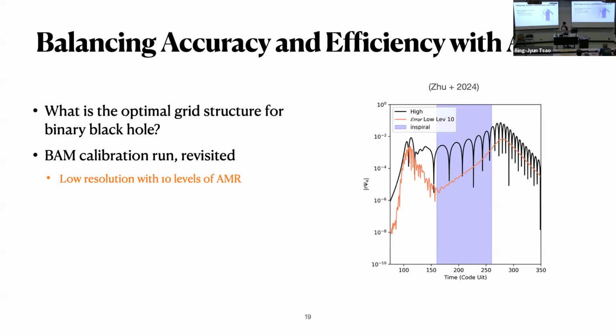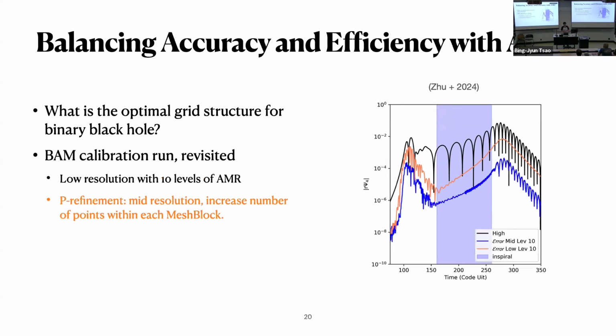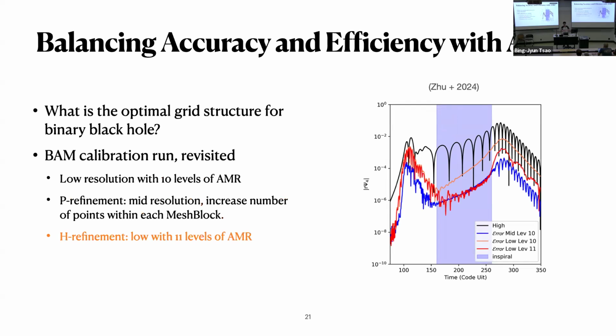Here, in this benchmark test, we are still looking at the BAM calibration run, and I'm showing the waveform error at the low resolution, shown in orange. If we do a global P refinement, increasing the resolution everywhere, the error we get is the blue curve. But if we locally increase the level of refinement only at the puncture, the error we get is the red curve.